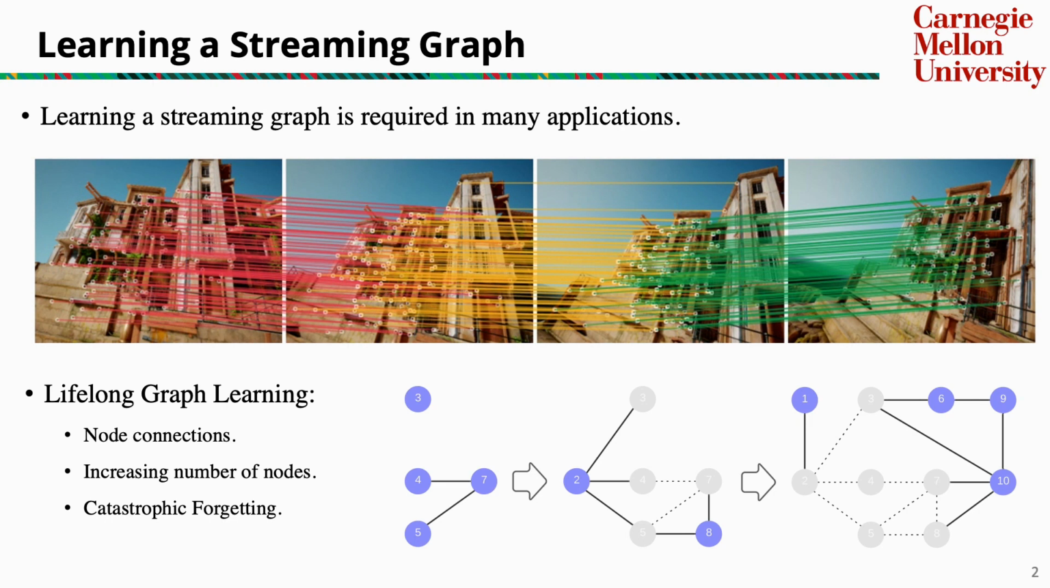Simply fine-tuning the model on newly added nodes will result in the catastrophic forgetting problem. However, one challenge in lifelong graph learning is that we also need to learn knowledge from the graph structure or node connections from the newly added nodes. This is extremely challenging for the existing graph models.